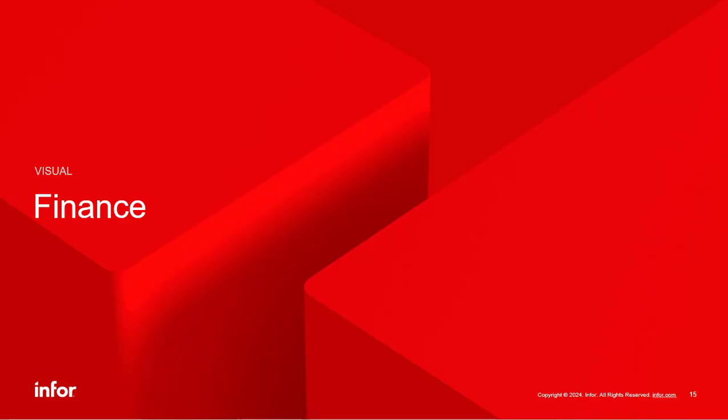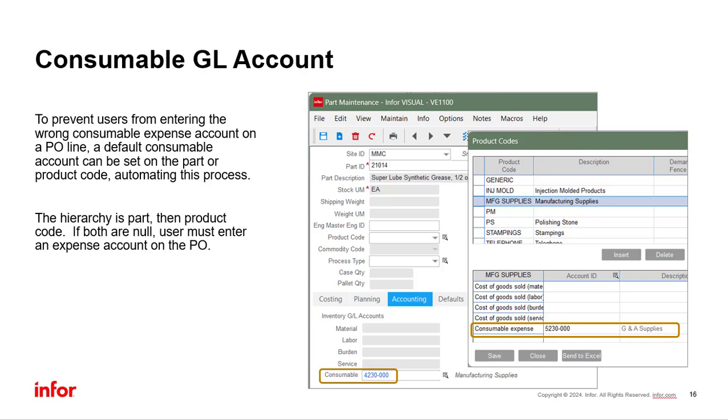Now let's take a look at some of the enhancements that we made to the financial side of the visual system. To prevent users from entering wrong consumable expense accounts on a PO line, a default consumable account can now be set on the part or the product code, automating this process.